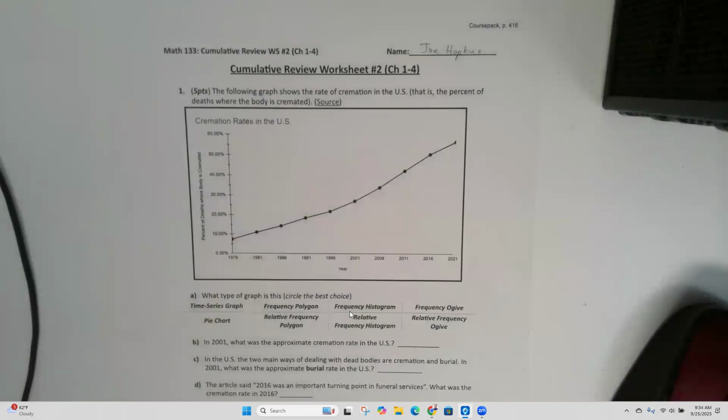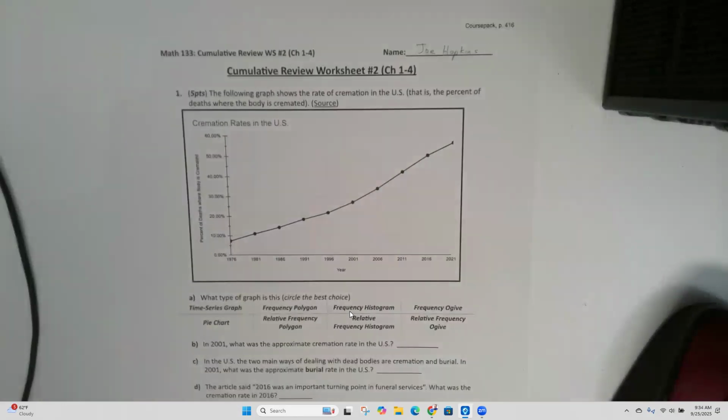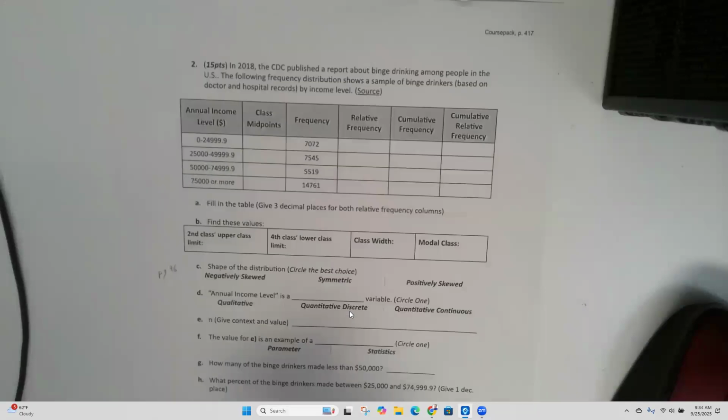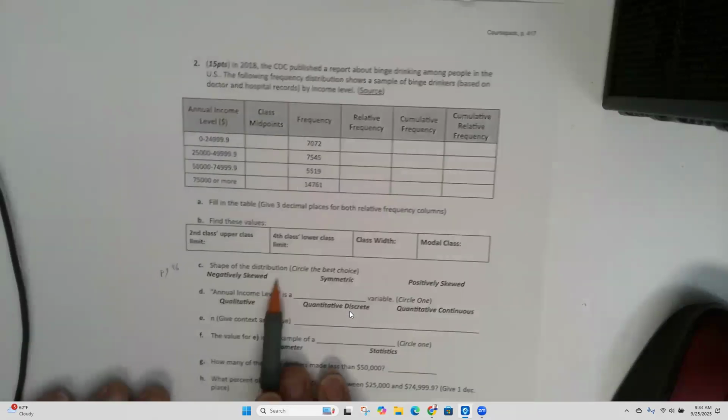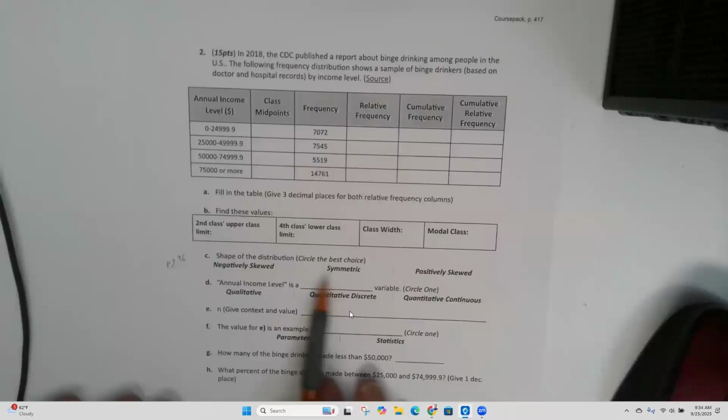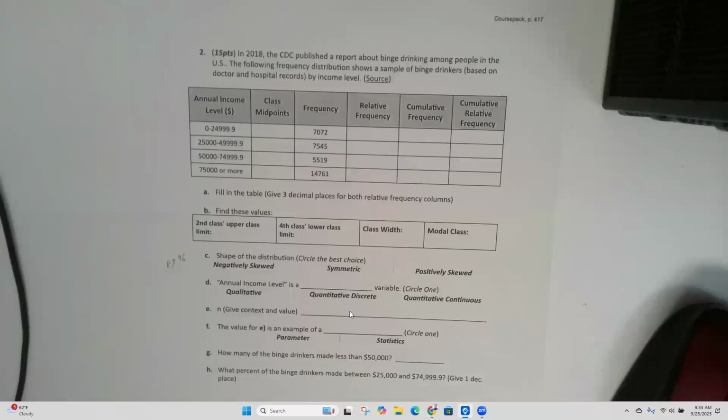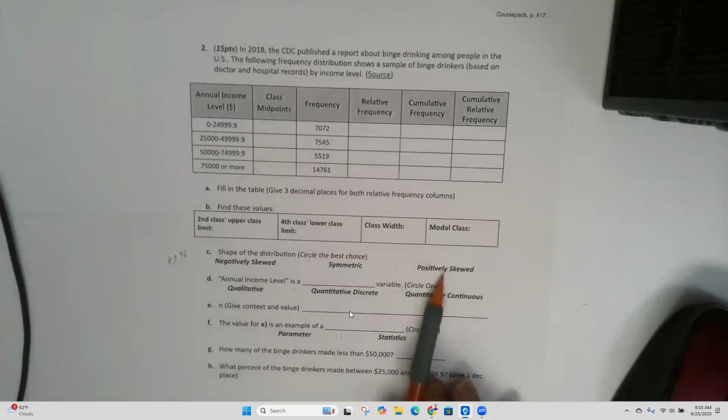I'm going to skip this first page, and on page 417, describe the shape of the distribution. On page 96, we talk about shape, but you'll notice that it doesn't say skewed left, skewed right. I have negative skew and positive skew. Take a guess, negatively skewed. Do you think that's skewed left or skewed right? Yeah, that's skewed left. Thank you, Andrew. So positively skewed, that's going to be skewed right.